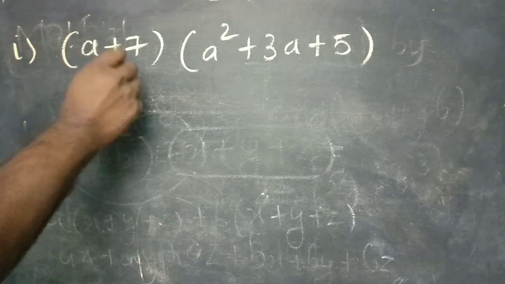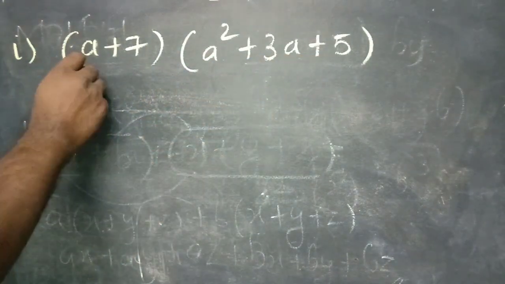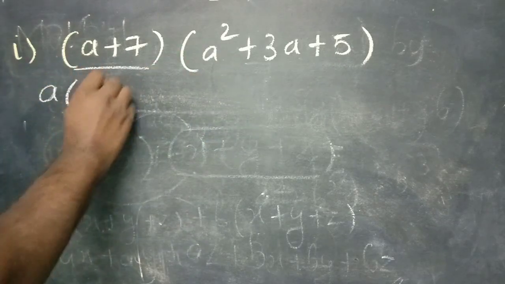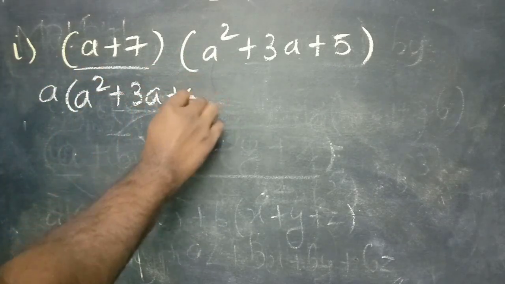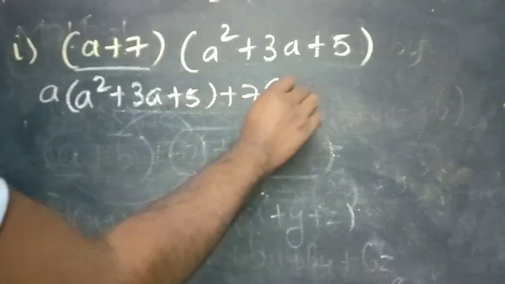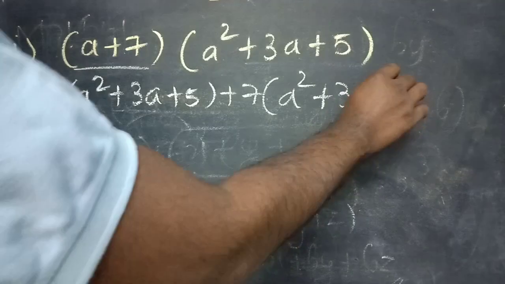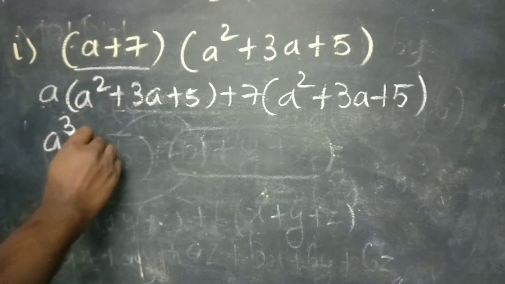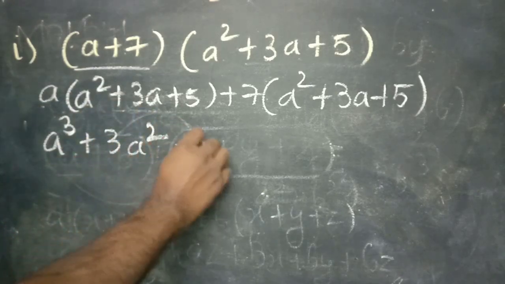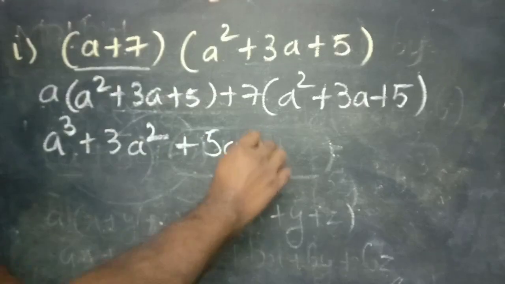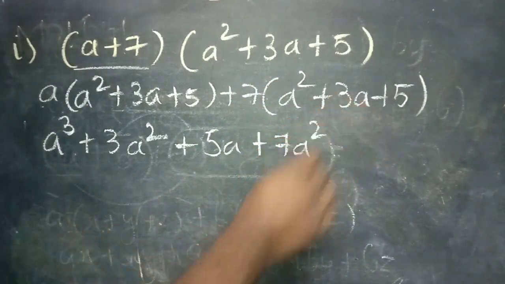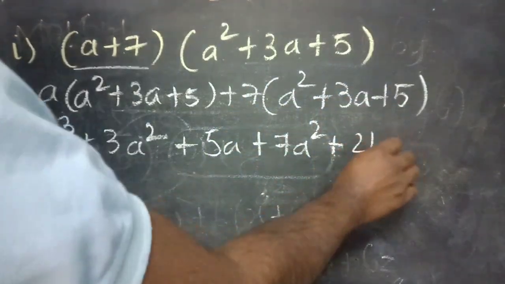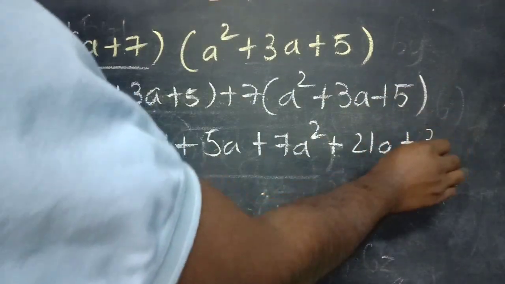Second example, a plus 7 into a square plus 3a plus 5. Now take the first term of the binomial, that is a times a square plus 3a plus 5. Then multiply the second term of the binomial with the trinomial, that is a square plus 3a plus 5. Now a into a square is a cube, then a into 3a is 3a square, then a into 5 is 5a, then 7 into a square is 7a square. Now 7 into 3a is 21a, plus 7 5s are 35.